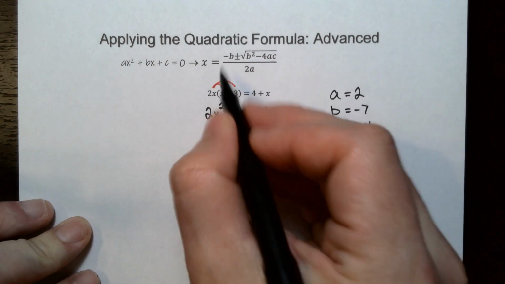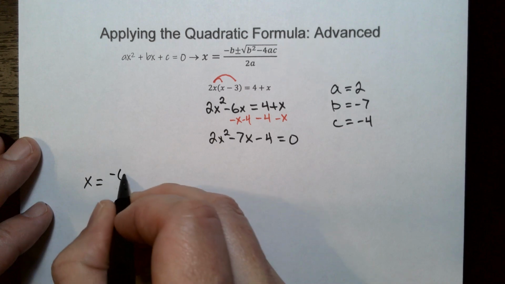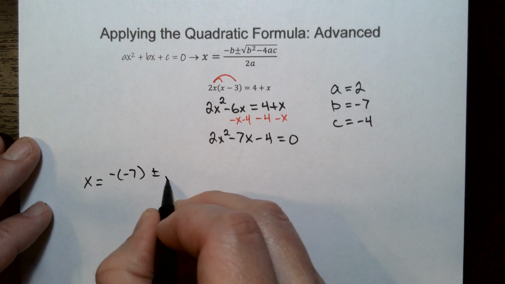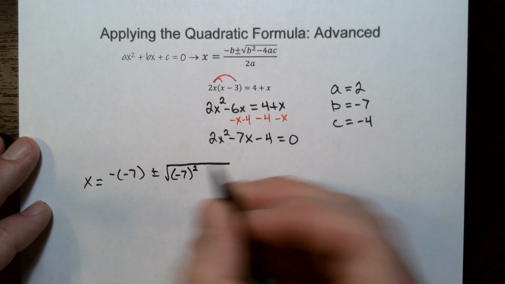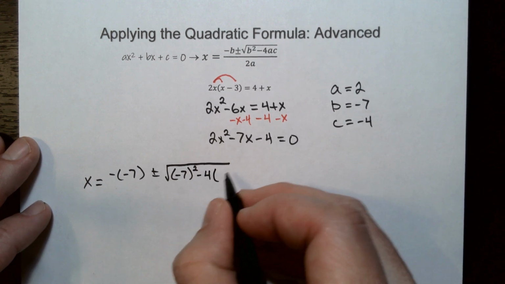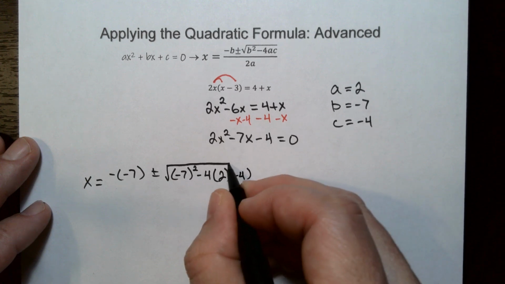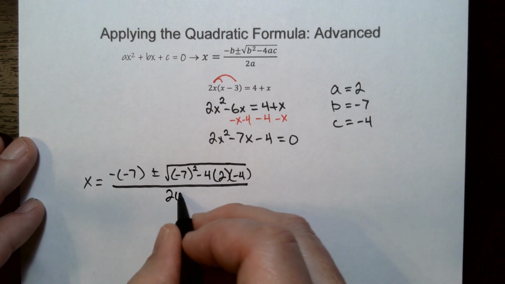Okay, so quadratic formula, x is equal to negative b. Our b is already negative, so we have a negative and a negative here, plus or minus the square root of b squared, negative 7 squared, make sure and put that in parentheses, minus 4 times a, which is 2, times c, which is negative 4. All divided by 2a, so 2 times 2.